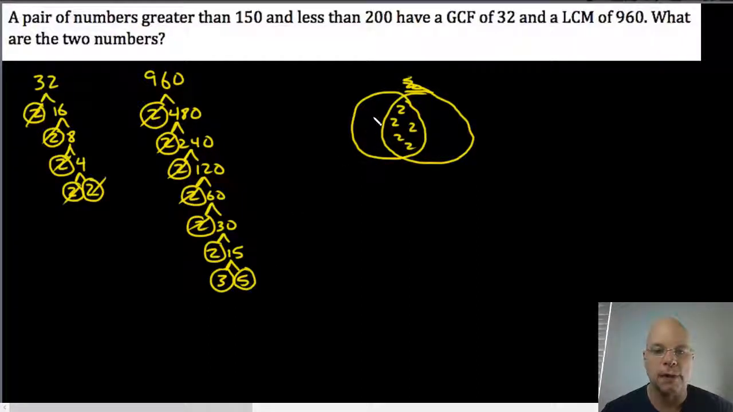And I can do that by putting the 5 on one side and the 2 and the 3 on the other side. Because then I have 5 32s, making this number 160, and 6 32s, making this number 192. And so the two numbers are 160 and 192.